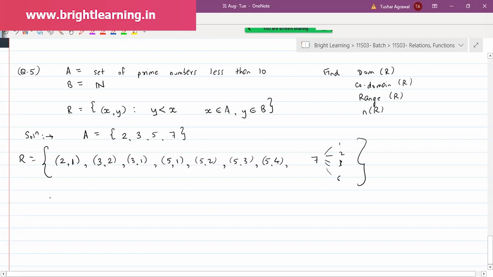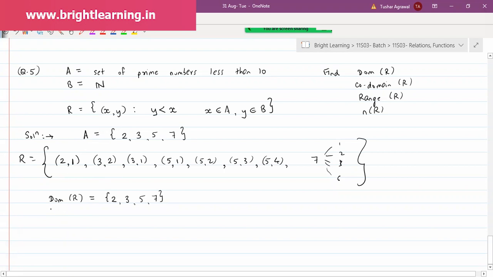So the domain of the relation, domain of R, is from the set A, those elements which have formed an ordered pair. So those elements which actually have an image. We observe here that all the elements 2, 3, 5, 7 have formed a pairing. So this is a case where the domain of R is the complete set A.